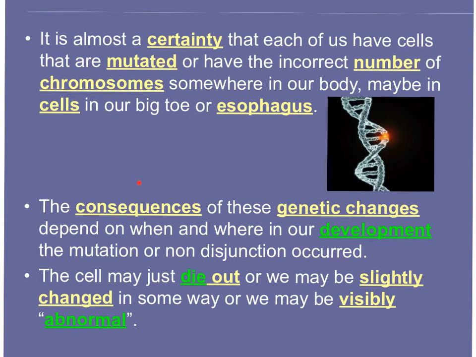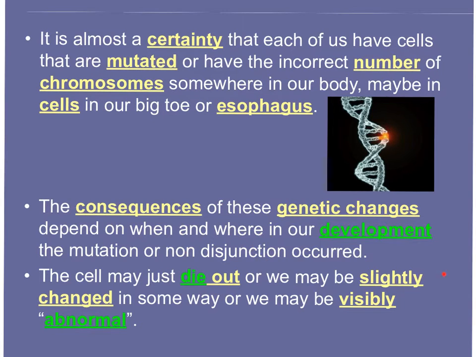The consequences of these mistakes in mitosis and meiosis depend on when and where in development. The earlier the development, sort of the bigger the problem. The cell can just die out. So again, if you have too much protein because you have an extra chromosome, or too little protein because you're missing a chromosome, then the cell's not necessarily going to function properly, and it might die out.